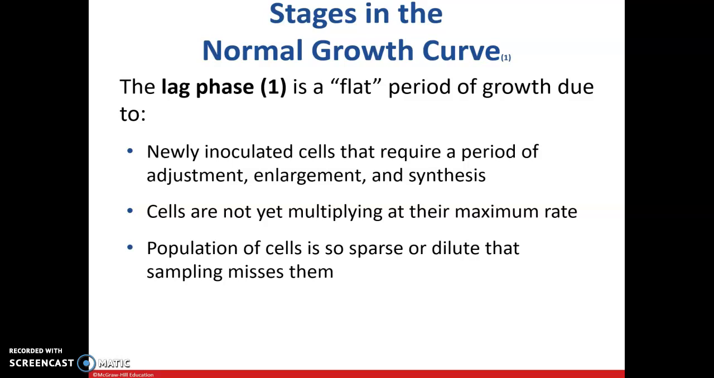So, stages of the normal growth curve. We have the lag phase. So this is a flat period of growth because the cells are just acclimating to the container, to the system that they've been put into. So newly inoculated cells require a period of adjustment, enlargement, and synthesis. So they're kind of just, oh my gosh, we're in a new house, we need to get situated here, right? The cells are not yet multiplying at their maximum rate. There may be some that are multiplying, but not a huge amount of growth yet. And the population of cells is so sparse or dilute that sampling may actually miss them.